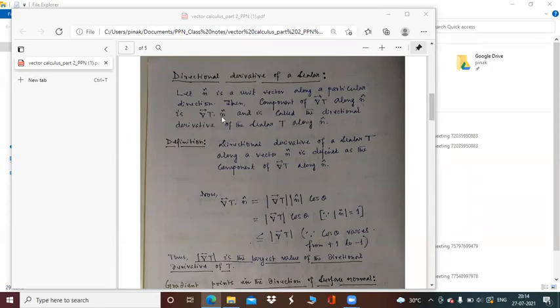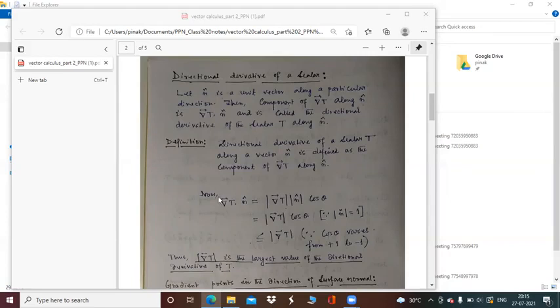This means, since n cap is a unit vector and grad of t is another vector, the component of grad of t along n cap is given by the dot product between grad of t and n cap. And this component of grad of t along n cap is nothing but the directional derivative of the scalar t along n cap. So the definition of directional derivative of a scalar t along a vector n cap is defined as the component of grad of t along n cap. So this is the simple definition of directional derivative of a scalar.